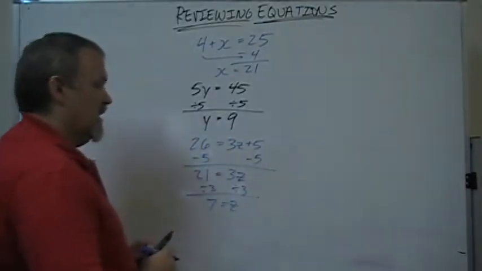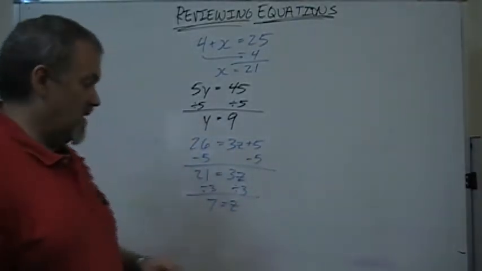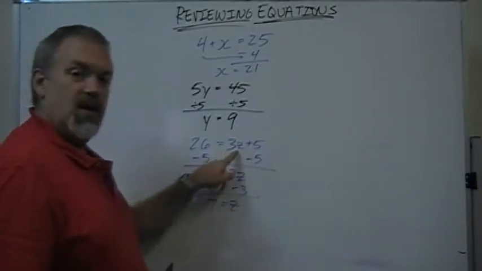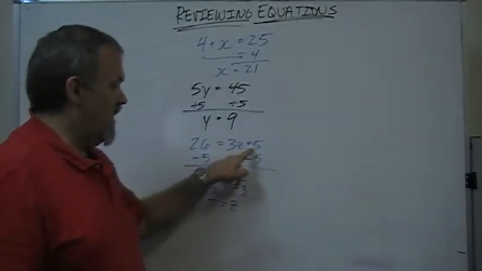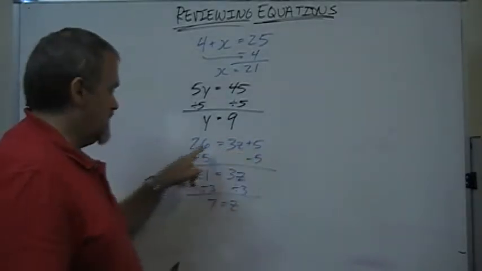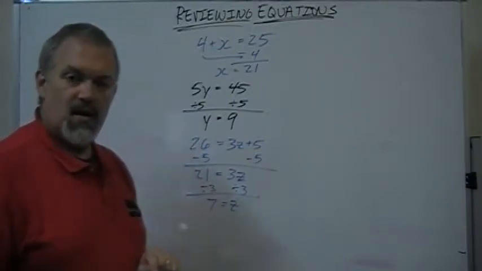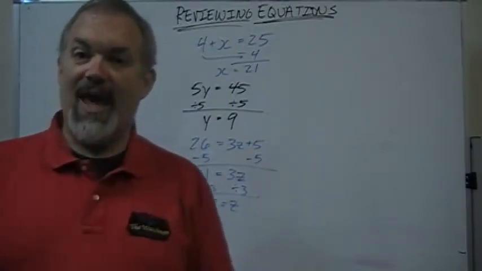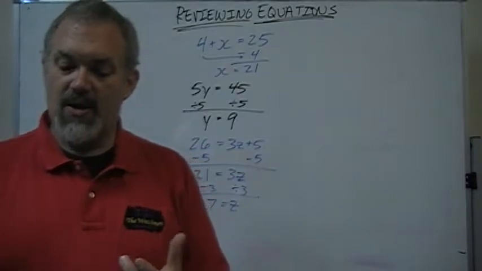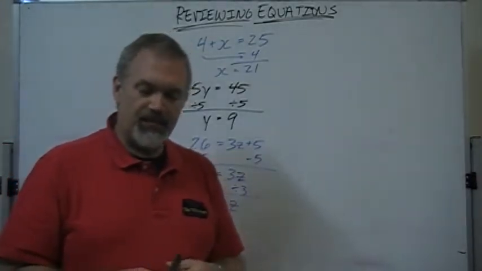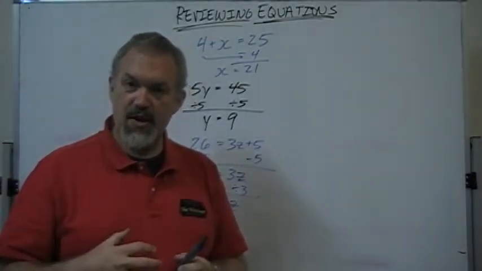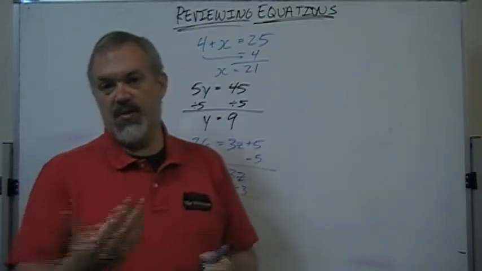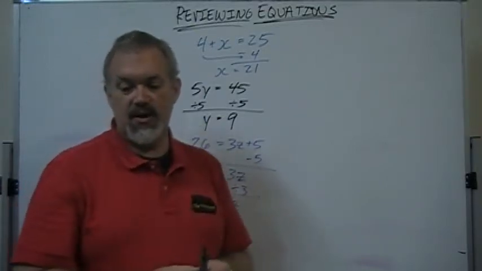That is our solution. And again, we should check it just to make sure that it works. 7 times 3 is 21, plus 5 is 26, which is my answer there. So that works. Now the other thing that we can do, as we're talking about equations, is think about turning word problems into mathematical equations or expressions.